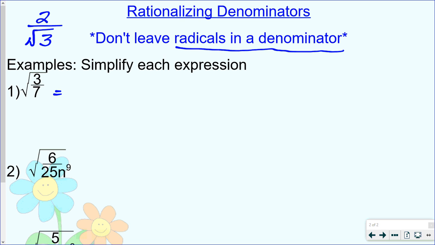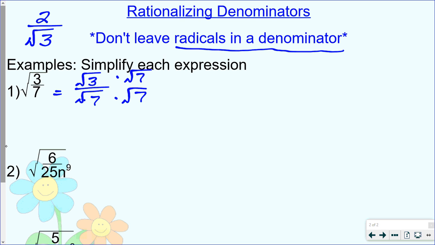Let's start here. Nice, easy one. So I'm going to break this into the square root of 3 over the square root of 7. And there's nothing else that can be done to simplify this. So what I'm going to do to get rid of this down here is I'm going to multiply the numerator and denominator of this fraction by whatever this is in the denominator, which in this case is the square root of 7.